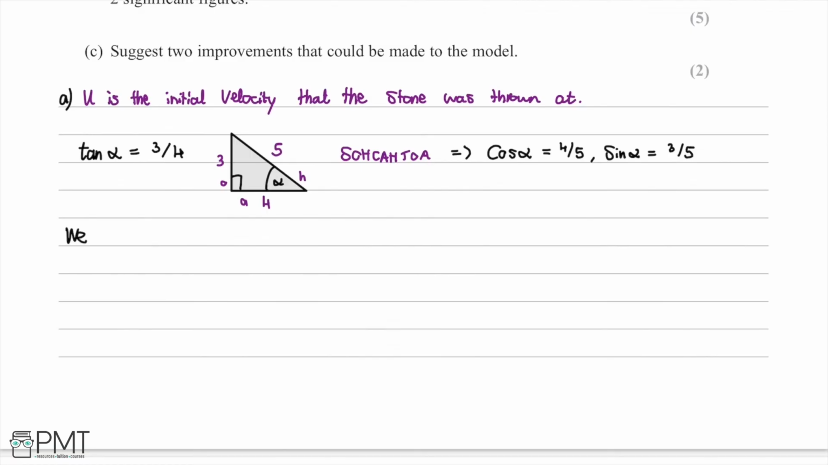So what we can do now is split the motion of the stone into its vertical component and its horizontal component.